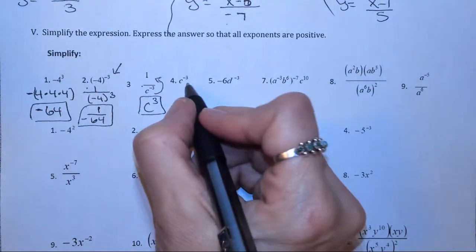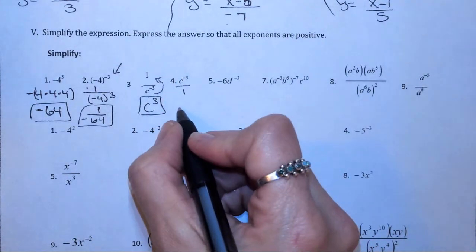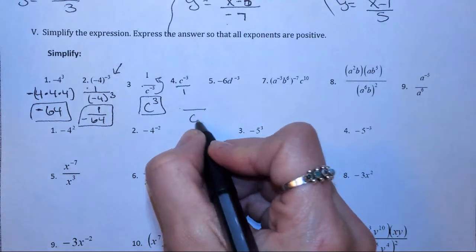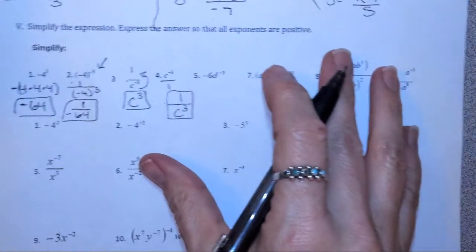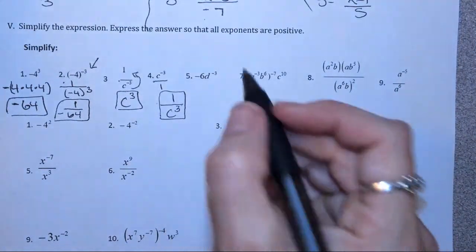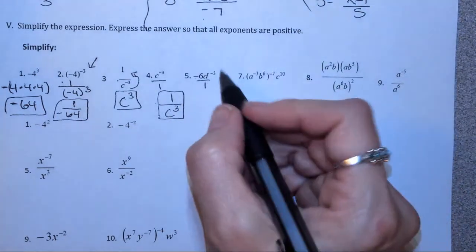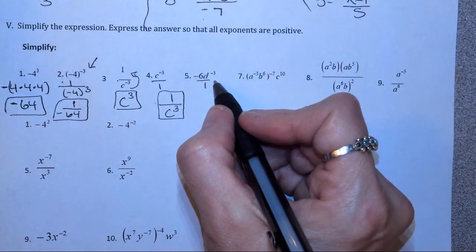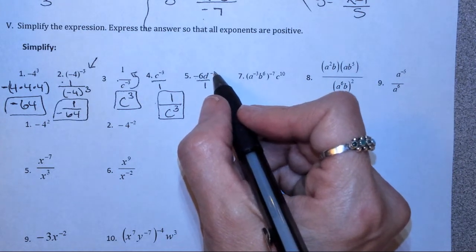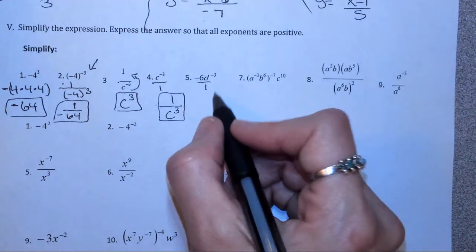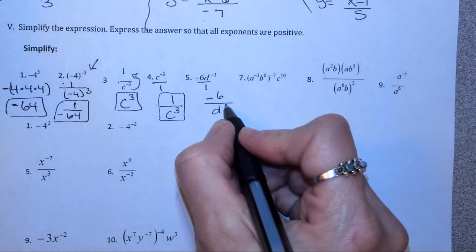On number 4, we have c to the negative 3, but this time it's on top. So in order to make it positive, I have to move it to the bottom. Once I move it to the bottom, I have to put a 1 on top to hold the spot. Number 5, I have a negative 6d to the negative 3. The only exponent that's negative is the d to the negative 3. This negative 6 is not an exponent, so it stays where it is, but the d to the 3rd is going to move to the bottom.